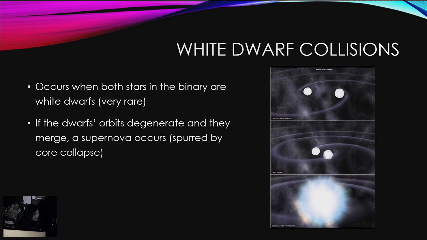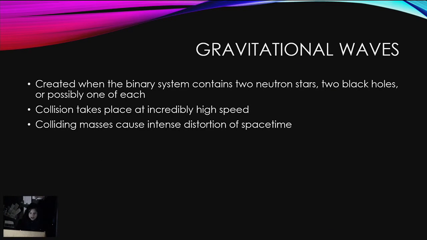That picture over there kind of shows what happens when two white dwarfs spiral into each other. I think it's actually supposed to be an illustration of neutron stars colliding, but it happens in a fairly similar way, where the orbits degenerate and they spiral in closer and closer to each other. And so that brings us to the gravitational waves.